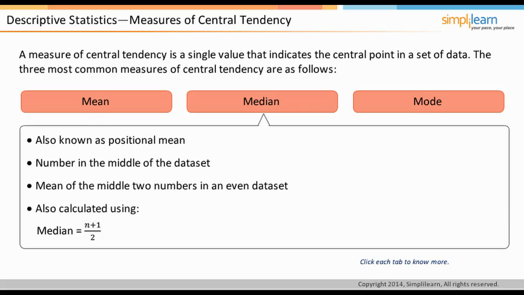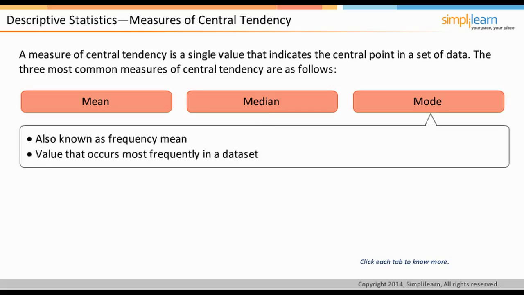Also known as positional mean, median is the number present in the middle of the data set when the numbers are arranged in ascending or descending order. If the data set has an even number of entries, then the median is the mean of the two middle numbers. Median can also be calculated by the formula n plus 1 divided by 2, where n is the number of entries. Mode, also known as frequency mean, is the value that occurs most frequently in a set of data. Data sets that have more than one mode are known as bimodal data.